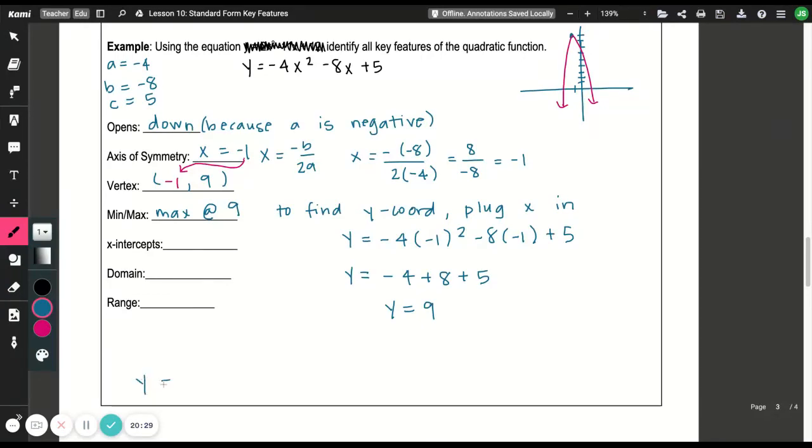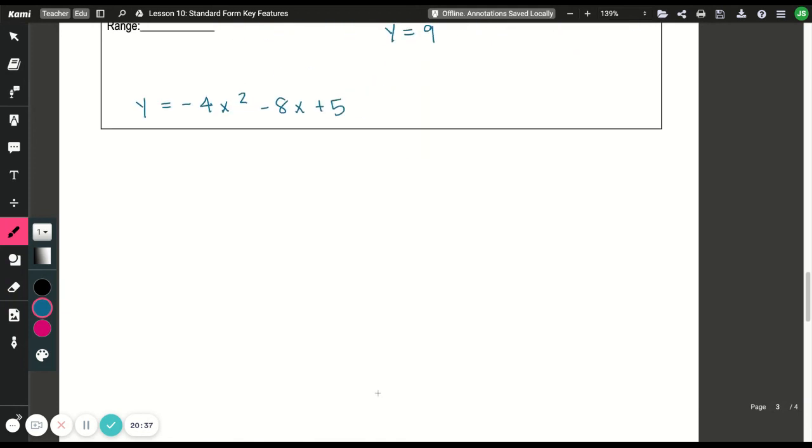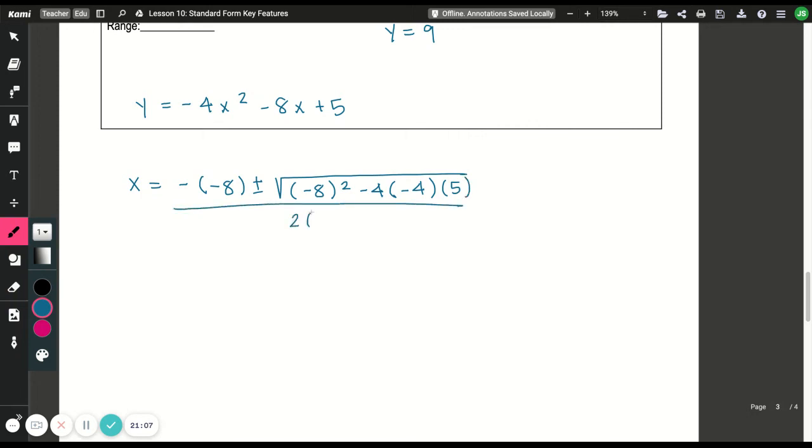I'm going to have to go down below the line. I am going to use quadratic formula because the first term is a negative and I don't want to do that. So x equals -b, b is -8, plus or minus the square root of b, which is -8 squared, minus 4 times a is -4 times c is 5. All over 2 times a.